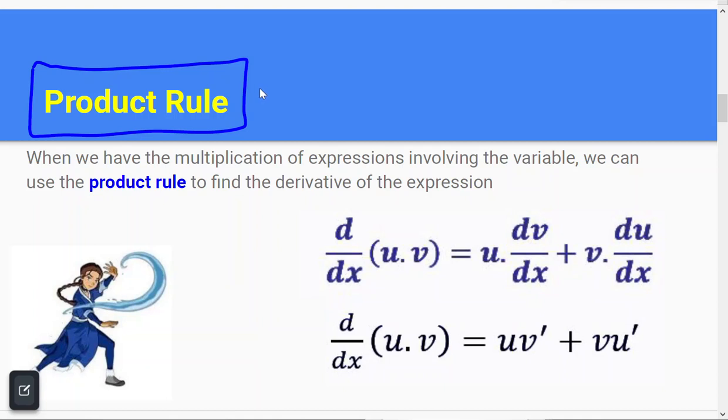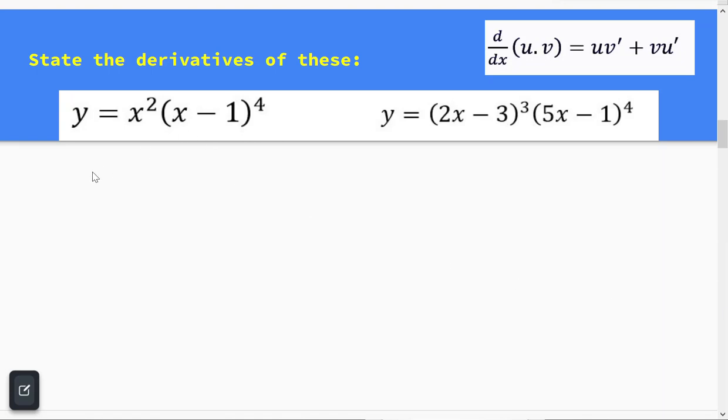The product rule is a rule that we can use to take derivatives where we have x's in terms that are being multiplied with each other. So u is an expression with an x and v is an expression with an x, and the derivative of u times v is u times the derivative of v plus v times the derivative of u. So I'm going to call u equal to x squared and v equal to (x minus 1) to the power of 4. So u dash is the derivative of x squared, which is 2x, and v dash is the derivative of this, which I have a chain rule. So I'm going to use the shortcut.